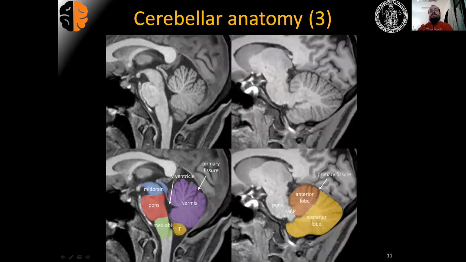This is an image on the sagittal plane, just to show you that it's possible, of course, to see the midbrain, the pons, and the medulla oblongata, which altogether compose the brainstem. On a pure sagittal acquisition, you can see the vermis, which is median, all this part over here. While if you go through the plane in a parasagittal view, you can see the anterior and the posterior lobe, which are divided by the primary fissure here.